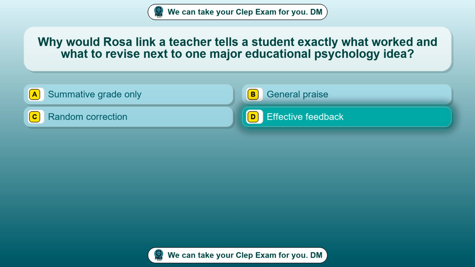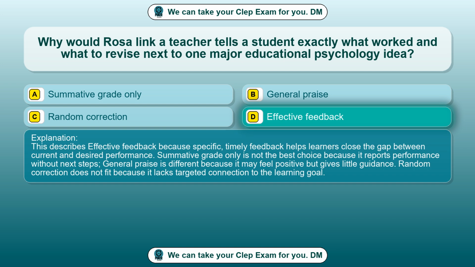Effective feedback. This describes effective feedback because specific, timely feedback helps learners close the gap between current and desired performance. Summative grade only is not the best choice because it reports performance without next steps. General praise is different because it may feel positive but gives little guidance. Random correction does not fit because it lacks targeted connection to the learning goal.